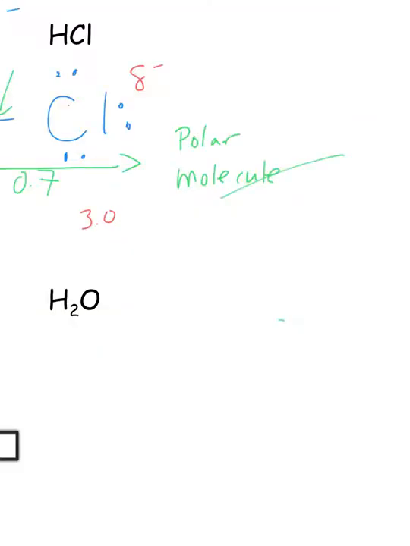Okay, I'd like to try one more example with you. All right, so let's take a look at water. So water, our two hydrogens are contributing one valence electron each, plus our oxygen. So we're working with a total of 8 valence electrons. Water is a pretty familiar molecule, so I'm going to draw it out. If you were to look up its three-dimensional structure, you would see that it looks like this.